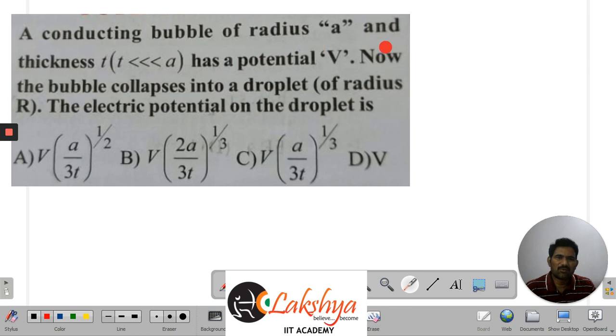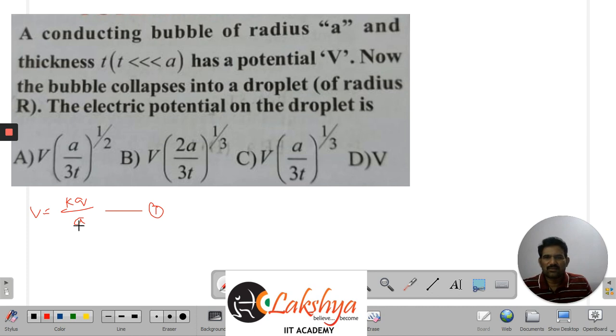So it's a conducting bubble of radius A and thickness T having some potential V here. So we can write the potential expression. For that, it is nothing but our spherical shell, therefore V is equal to kq by A. So that is the potential of this bubble. Now it is converting into a droplet, that means the bubble is collapsing and converting here. So let's suppose this is equation 1, our initial equation.